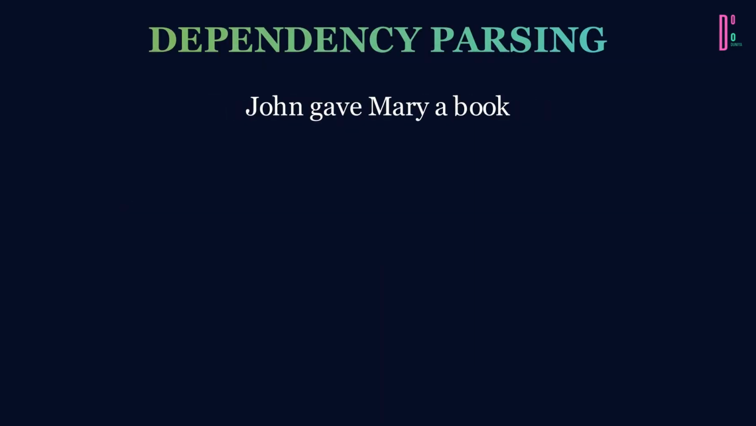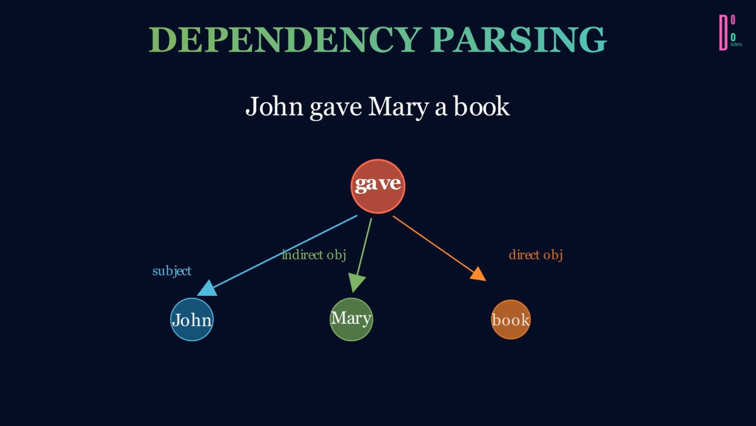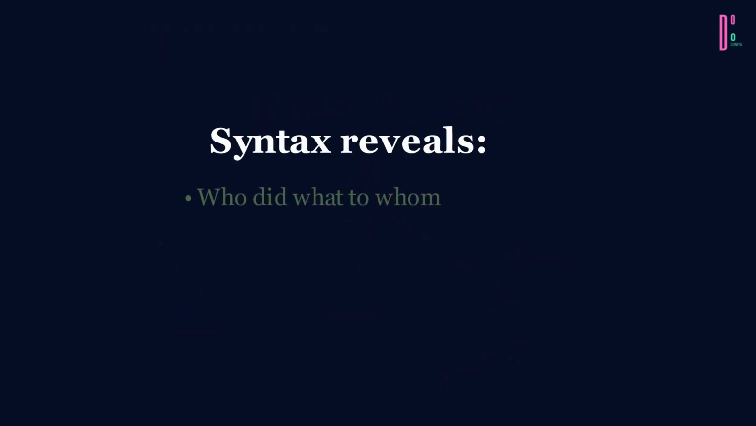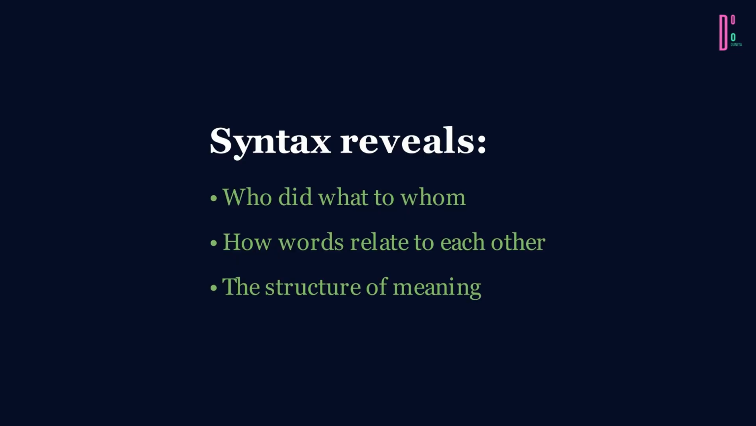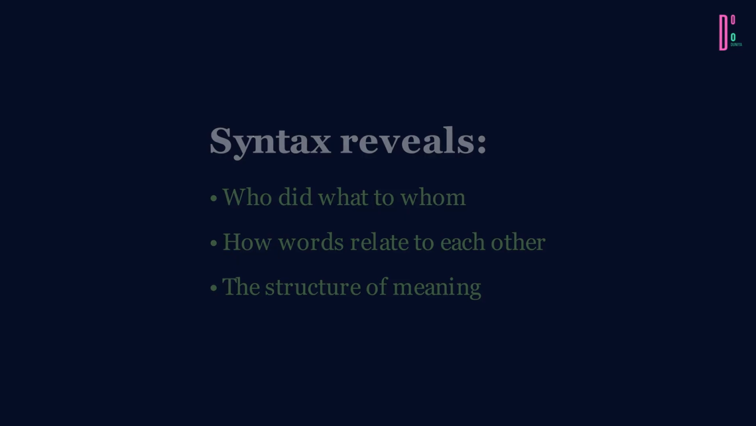For NLP, syntax is crucial because it reveals relationships. In John gave Mary a book, we need to know who's the giver? John. Who's the receiver? Mary. What's being given? A book. This is called dependency parsing, mapping which words depend on which others. Watch how a sentence becomes a tree structure, with each word linked to its grammatical parent.